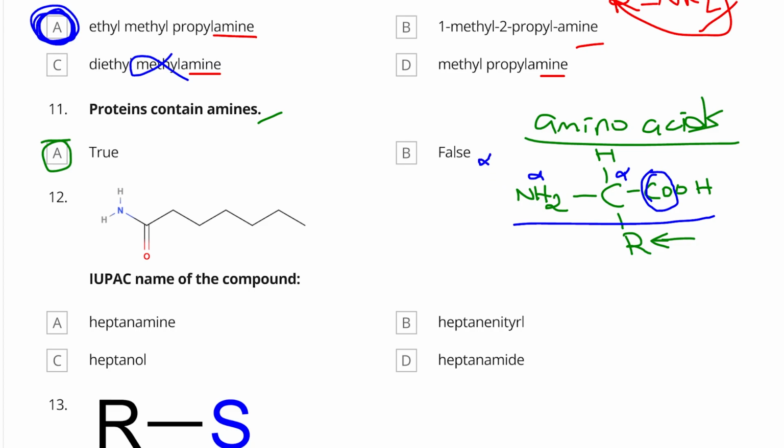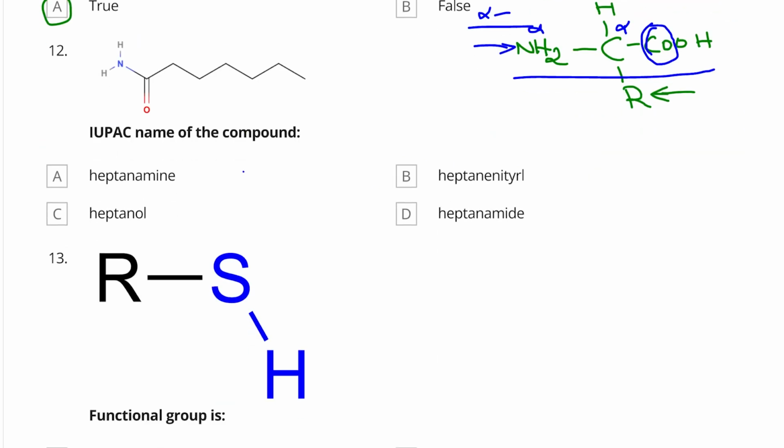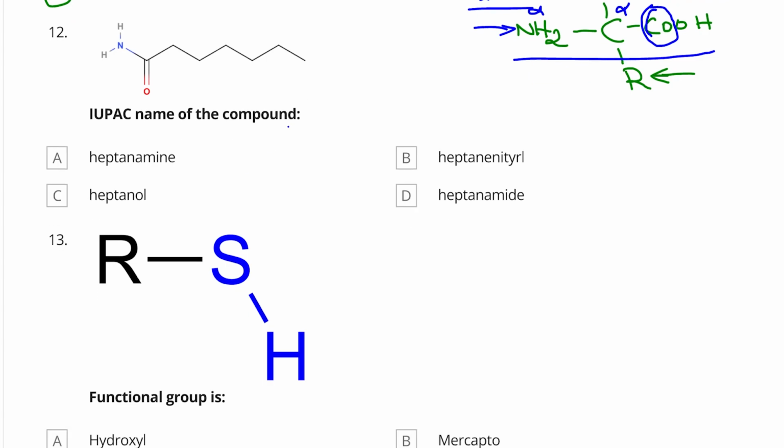And the alpha amino acids are the building blocks of protein. So this is true. And proteins are nitrogenous compounds, and that nitrogen comes from the amino acids, which are the building blocks of proteins. In question 12, the IUPAC name of the compound.